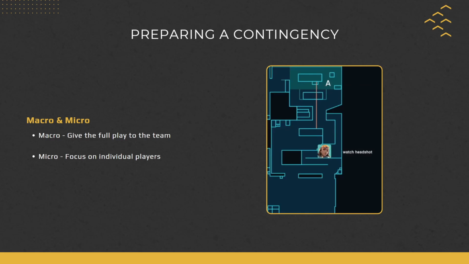So let's say you decide to rush A, and the first thing that happens is they drop a smoke. The amount of times I've seen teams just lose it because they don't really know what to do there is astounding. You should not be stopped by a smoke. You need to have a plan ahead of time.